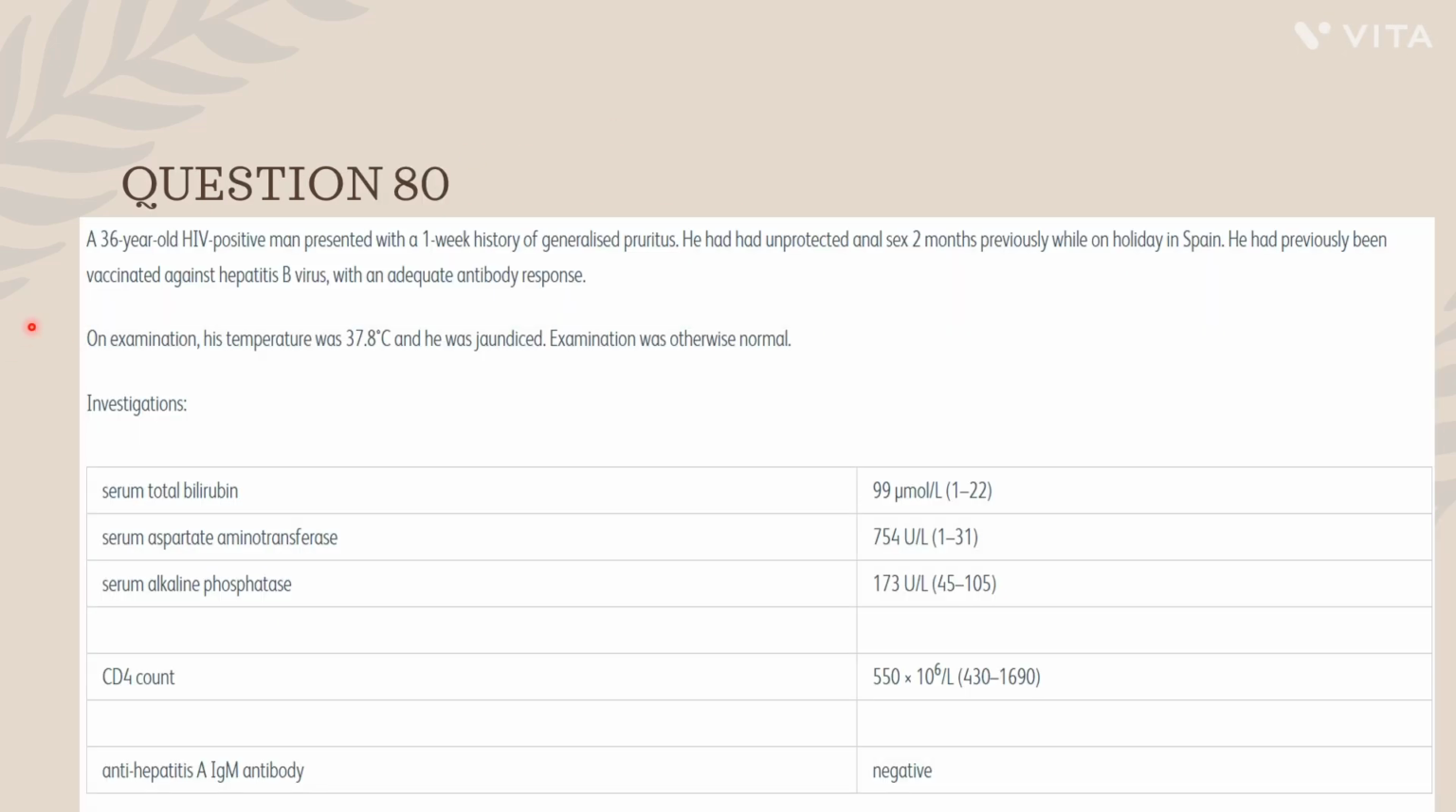Next question: a 36-year-old HIV positive man presented with 1 week history of generalized pruritus. He had had unprotected anal sex 2 months previously while on holiday in Spain. He had previously been vaccinated against hepatitis B virus with an adequate antibody response. On examination, his temperature was 37.8 and he was jaundiced. Otherwise, examination was normal. Bilirubin is 99, AST is 754, ALP is 173, CD4 count is 550. Anti-hepatitis A IgM antibody is negative.